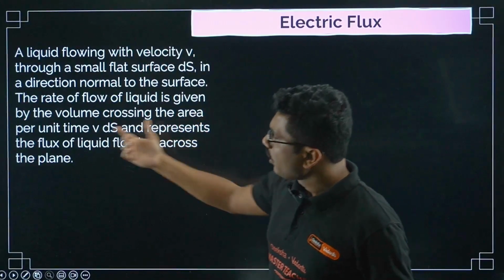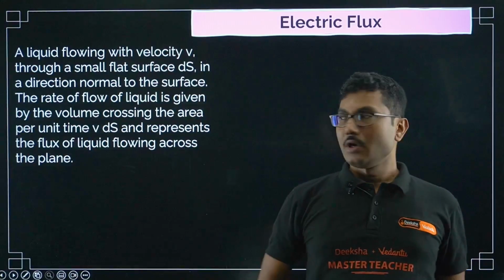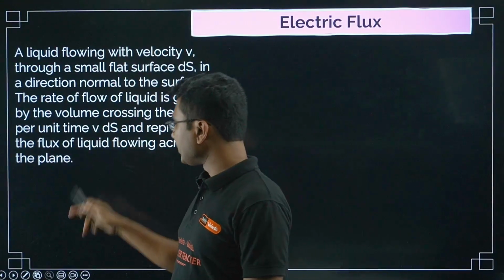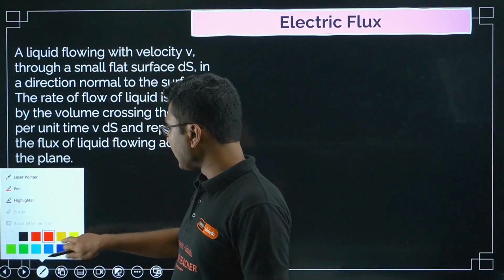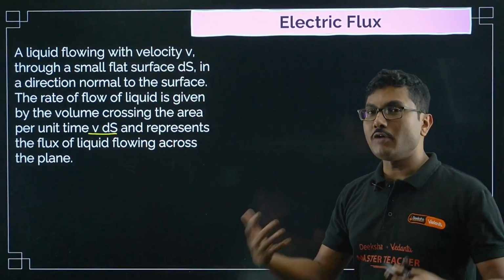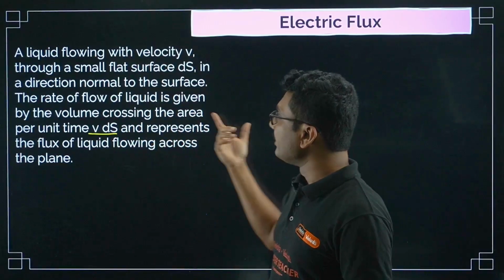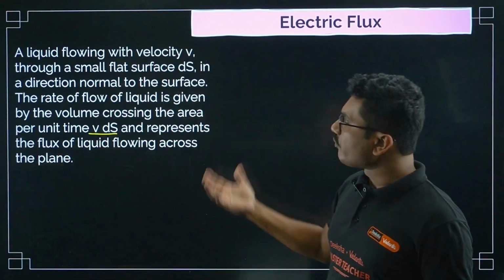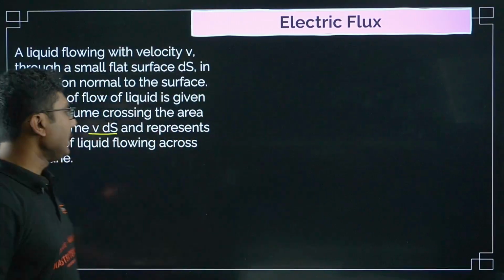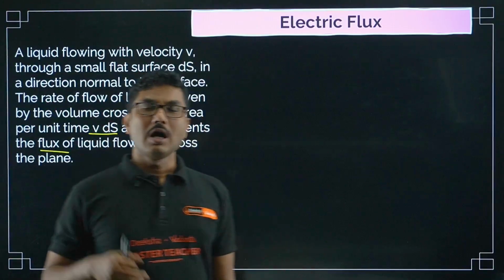So the volume crossing the area per unit time is given by v dS. This is the measurement of the volume that is going out through this. So this v dS is the volume of liquid coming out of the pipe and represents the flux of liquid flowing across the plane. This is how we determine flux. Now flux is basically for liquids.